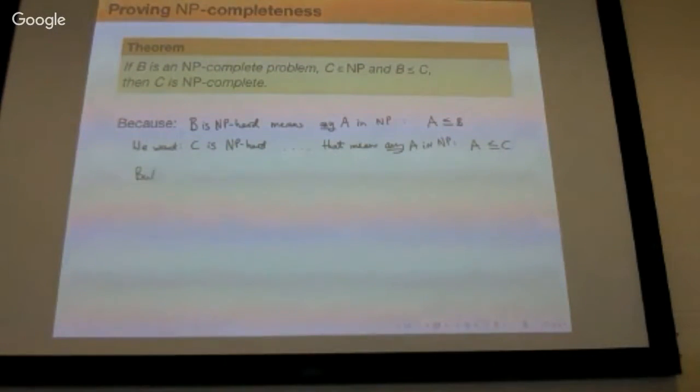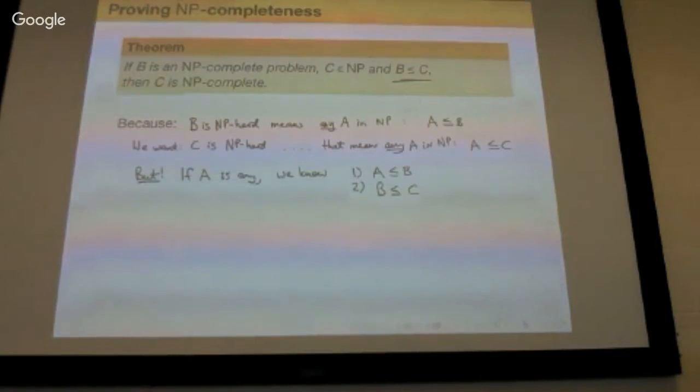If A is any problem in NP, we know, number one, that A has a reduction to B, because we know that B is NP-hard. And number two, we know that B can be reduced to C, because that's what we're assuming. And if we do the second reduction after the first, then we still get a polynomial time algorithm, and it reduces A to C.